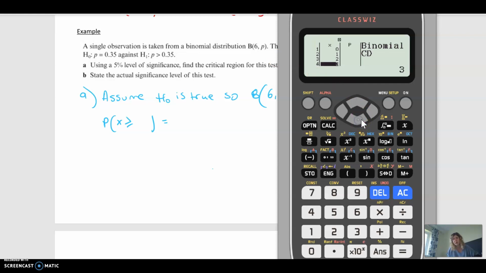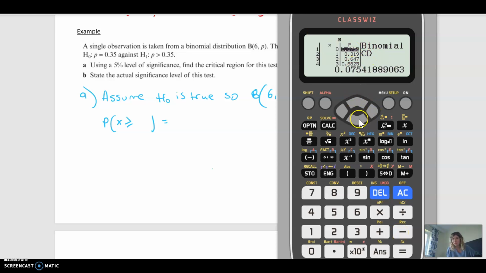So I've typed in 0, 1, 2, 3, 4, 5, 6 there. Now if you press enter, it's going to tab across and ask you for your number of trials and your probability. So here I've got n for my 6 for my number of trials, my probability 0.35. So I input that, and then you can see there you get all the probabilities.